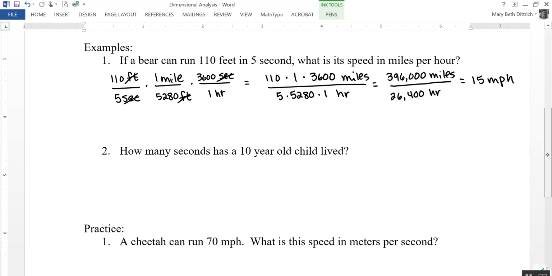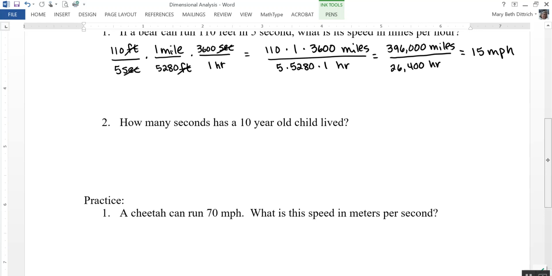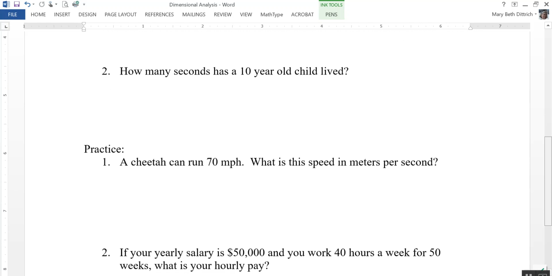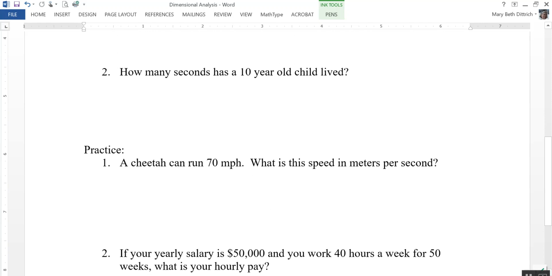Next example here, how many seconds has a 10-year-old child lived? Let's assume it's the child's birthday and we don't have to consider days after his birthday. So I'm going to start with 10 years because that's how old the child is. And I know that there are 365 days in 1 year, and that's going to allow me to cancel my year units. And I know that there are 24 hours in 1 day. Notice I'll be able to cancel my day units.